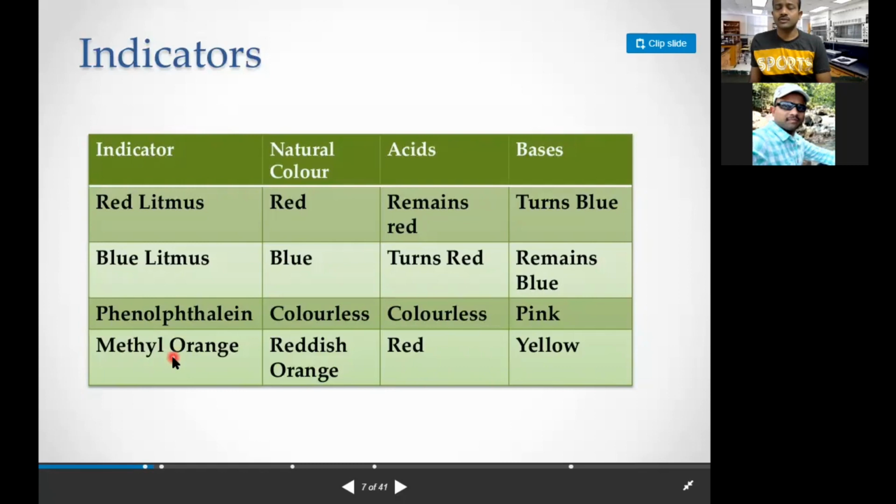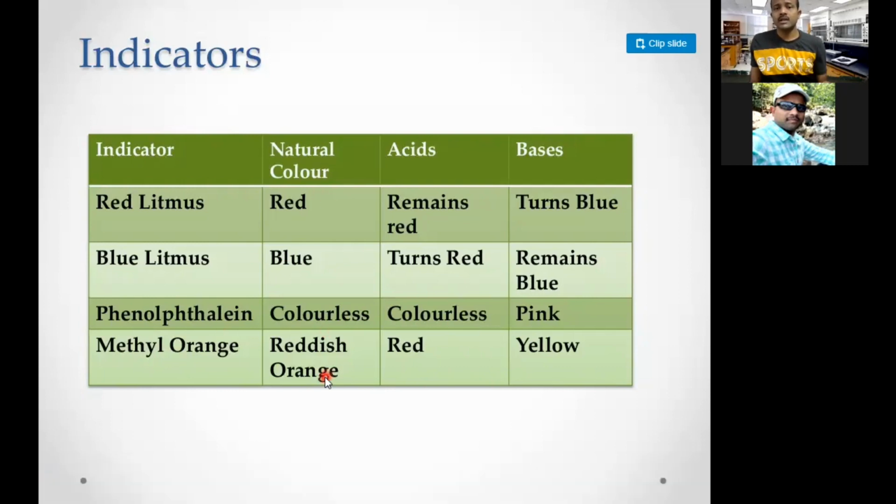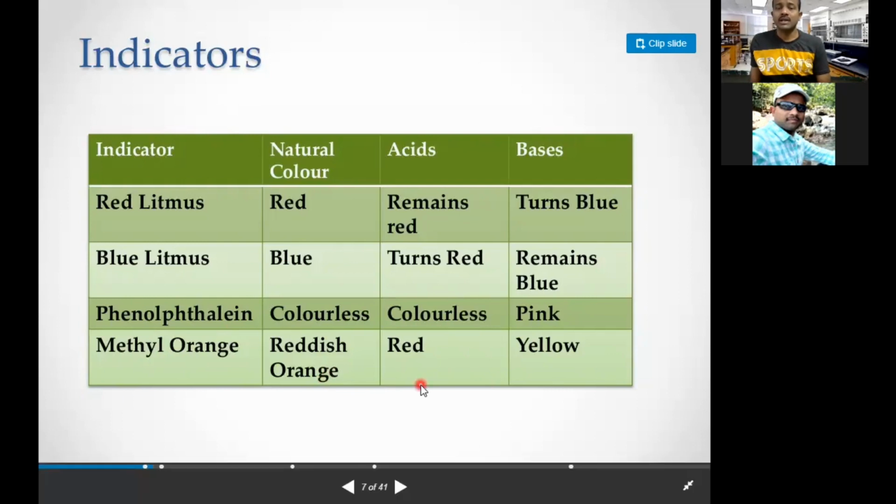Similarly, here you take methyl orange. The natural color of methyl orange is reddish orange. When you add this methyl orange in the acidic medium, it will give the red color. When you add this methyl orange to the basic medium, it will give the yellow color.